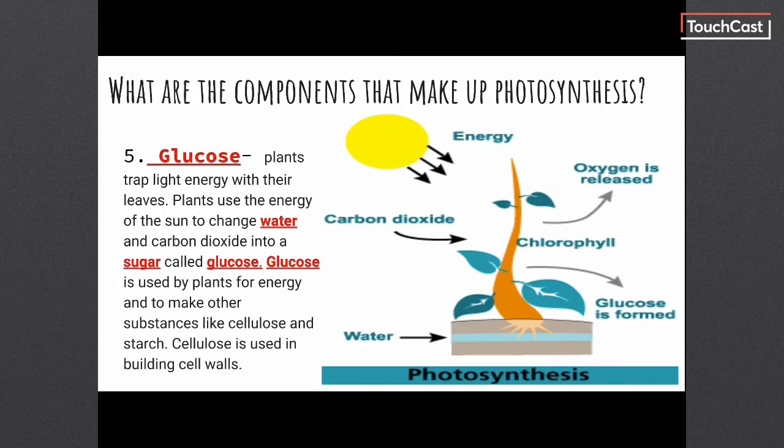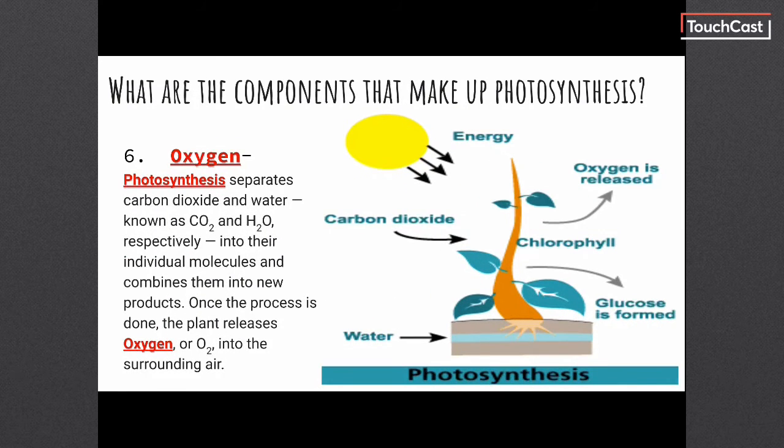Anyway, another component that makes up photosynthesis, number 5, glucose. And I told you glucose is a fancier word for sugar. So plants trap light energy with their leaves. Plants use the energy of the sun to change water and carbon dioxide into a sugar called glucose. Glucose is used by plants for energy and to make other substances like cellulose and starch. The cellulose is used in building cell walls. Remember, cell walls give the plant some structure. So you have another diagram of photosynthesis there to look at as well.